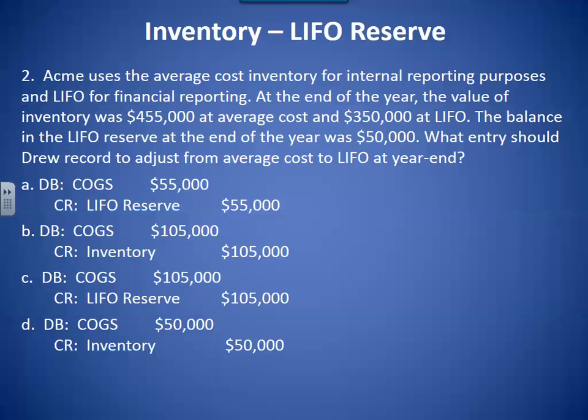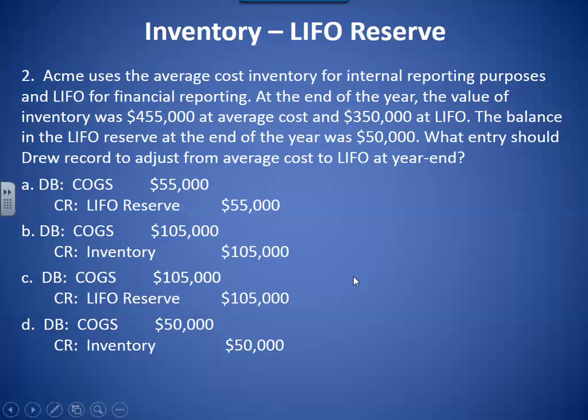And to adjust inventory to LIFO, what happens is the company creates an allowance, and many times it's called a LIFO reserve. And the LIFO reserve is a contra to inventory, and it creates the approximation of LIFO as if we were actually to keep the books on a LIFO basis.